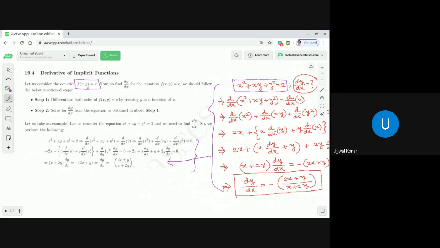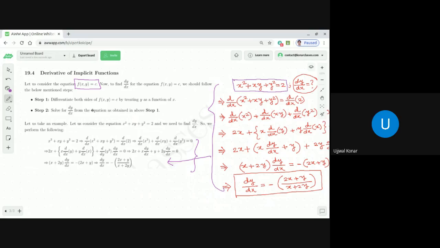Why is it f of x comma y? Because x and y are together. They are not separated. x is not directly in terms of y and y is not directly in terms of x. If it is, then it is known as an explicit equation. If you write y in terms of x separately, you can call it explicit. But when you are not able to make it separate very easily, then it is known as implicit.